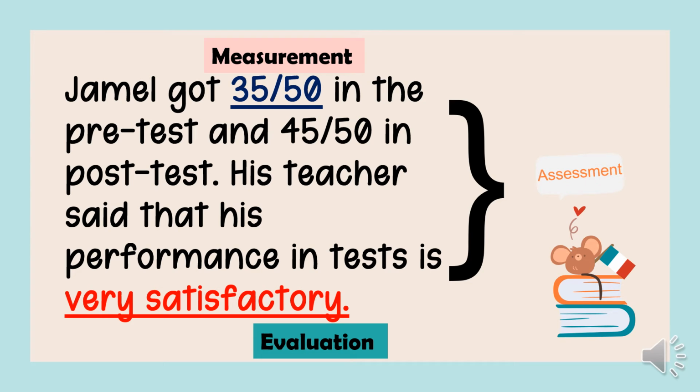The teacher obtained measures from a test, which is a form of assessment, in order to make a fair evaluation about the specific trait or character. Now, the 35/50 is the measurement that was used by the teacher, and very satisfactory is his evaluation, and the entire process is what we call the assessment.